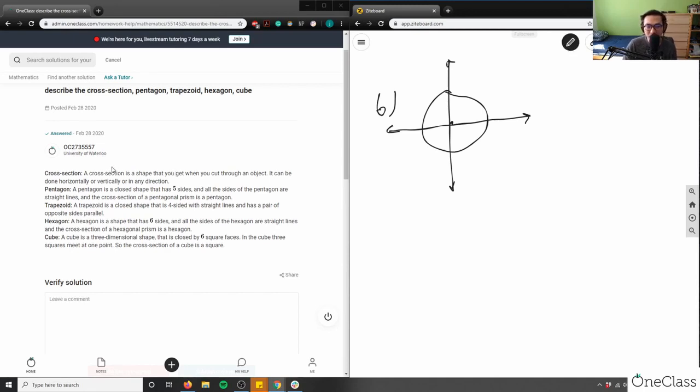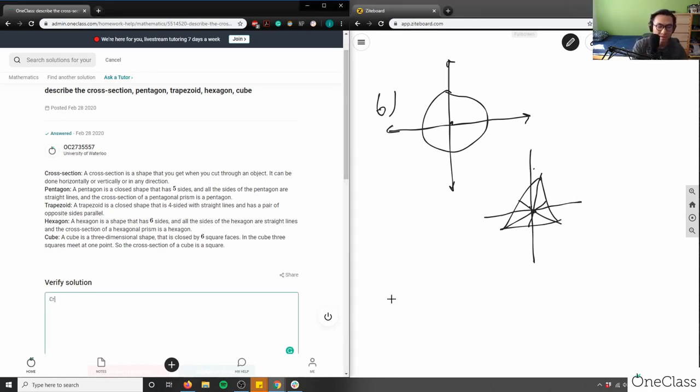So I can see what the student's saying when a cross-section is a shape when you cut through an object. But when you say cut through an object, I have to cut down the middle. For example, what if I had a triangle here? Where am I cutting to get the cross-section in this case? I would have to cut through the middle. I would have to bisect this triangle from here to here, from here to here, and from here to here, whatever the approximate point is. So the cross-section definition is not the greatest.